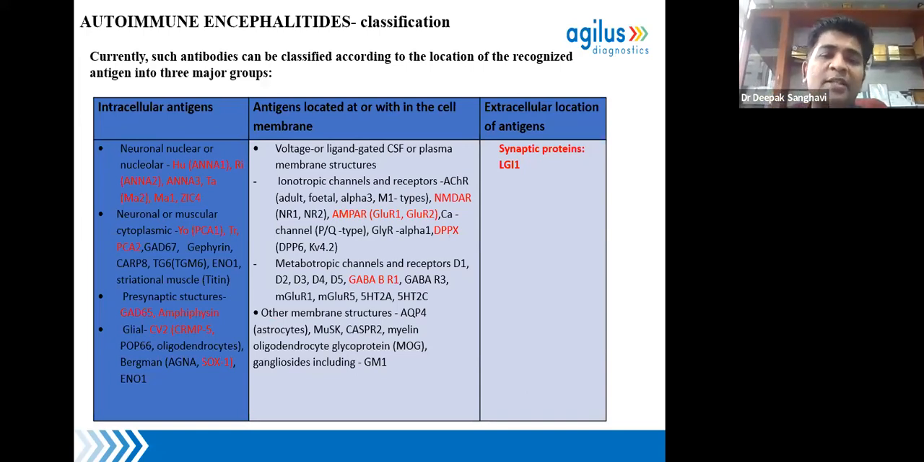Other list also includes antibodies against the astrocytes, that is aquaporin antibodies, which we also call NMO antibodies. Then there are MuSK antibodies, Caspr antibodies, and MOG antibodies, that is myelin oligodendrocyte glycoprotein antibodies. And further, Guillain-Barré syndrome is commonly diagnosed with the help of ganglioside antibodies, which include proteins like GM1 antibodies. And then there are extracellular antigens, which are synaptic proteins, also called LGI1 antibodies. I'm putting this in a little bit of red font for all of you to know that these are the antibody names which, as a laboratory, we are reporting.